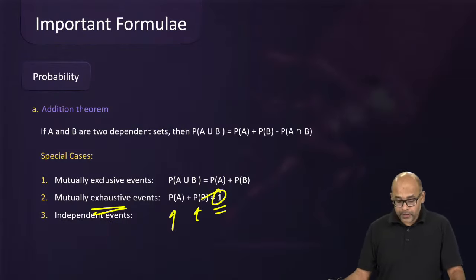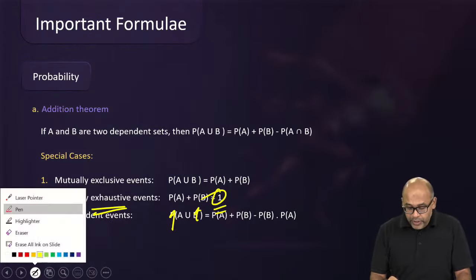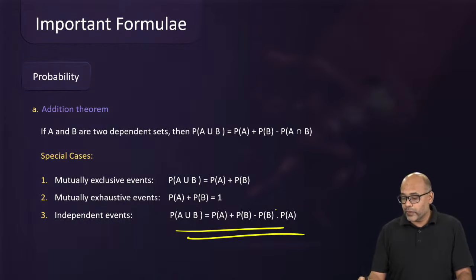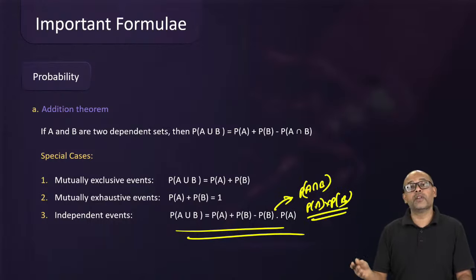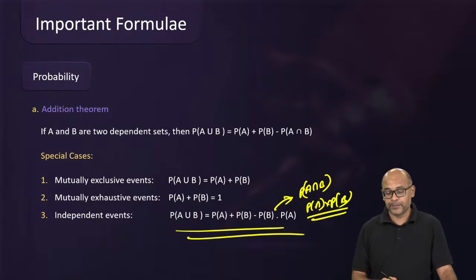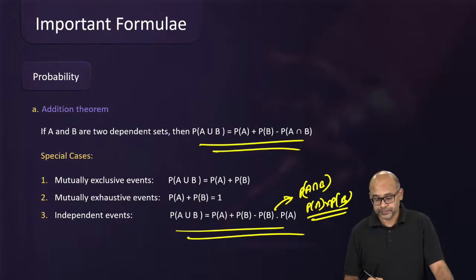Right? And independent events, this you already know. Independent events, I already told you. Why is this like this? Because this is P of A intersection B. A intersection B is nothing but P of A into P of B when the events become independent. Right? So this is what we already saw.